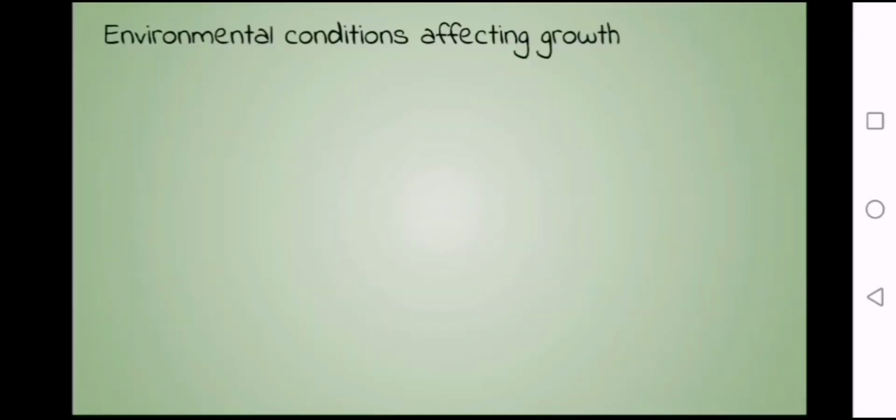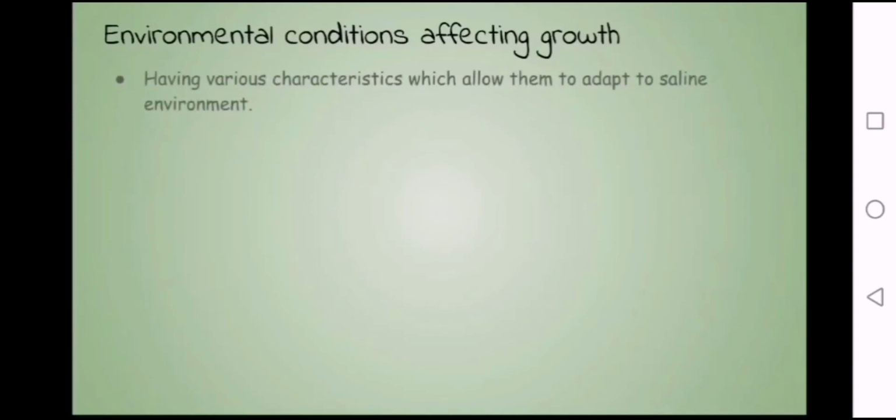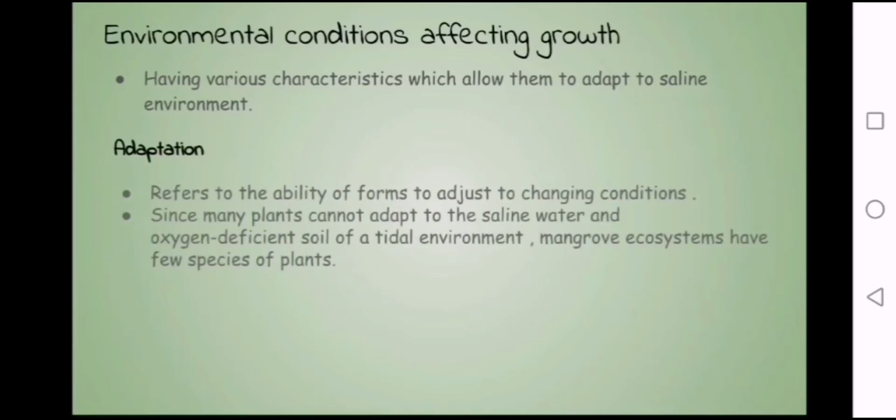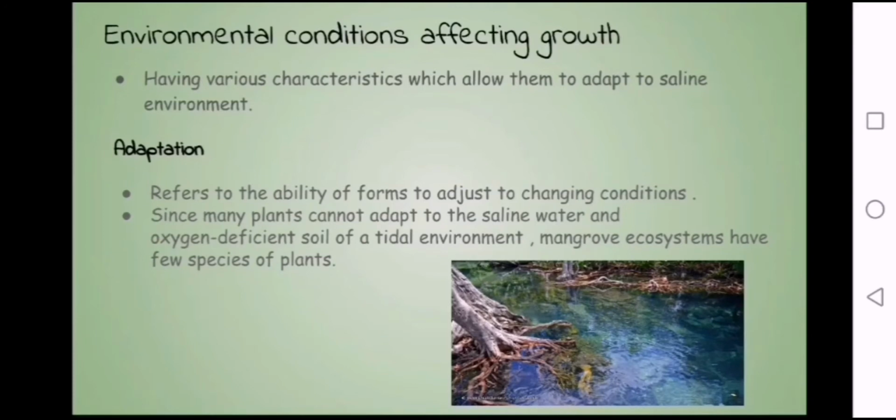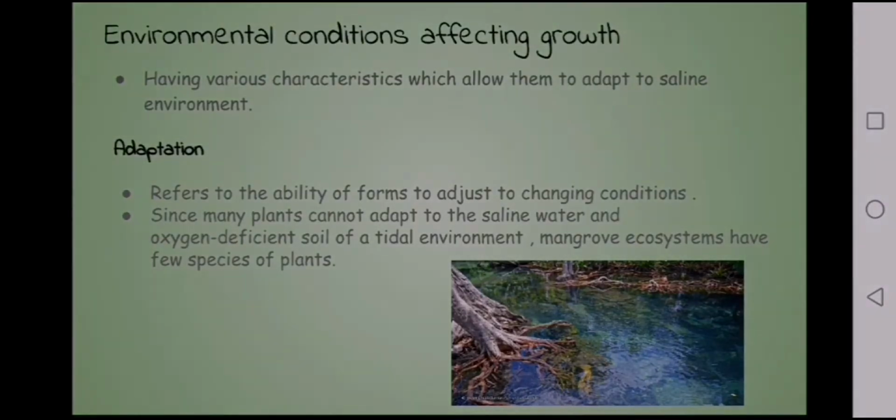Thirdly is environmental conditions affecting growth. Mangroves have various characteristics which allow them to adapt to the saline environment. Adaptation refers to the ability of life forms to adjust to changing conditions. Since many plants cannot adapt to the saline water and oxygen-deficient soil of a tidal environment, mangrove ecosystems have few species of plants.